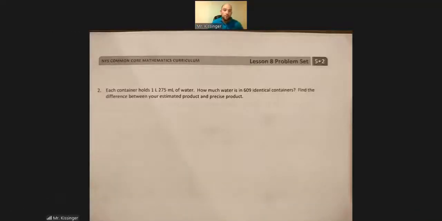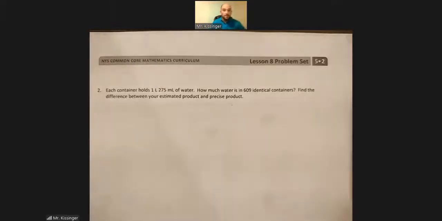All right, now let's try a word problem. So here where it says number 2, it says each container holds 1 liter, 275 milliliters of water. How much water is in 609 identical containers? Find the difference between your estimated product and the precise product.